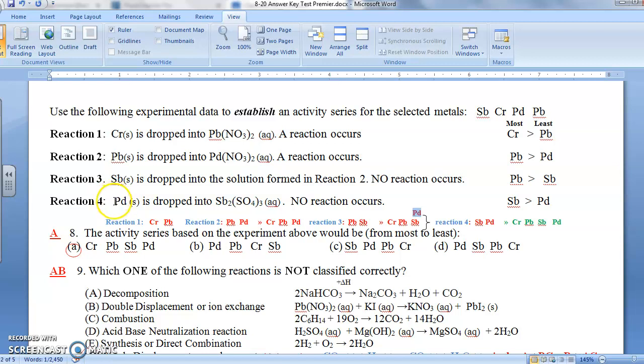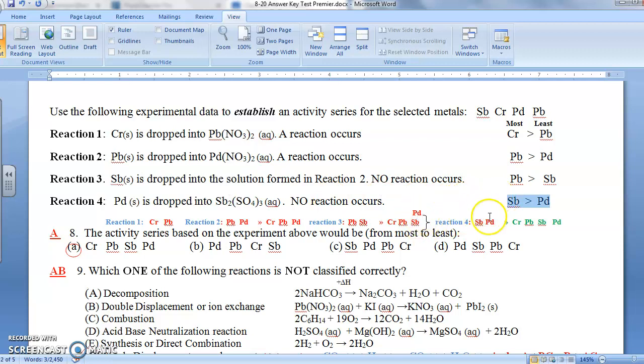Thank goodness for reaction 4. In reaction 4, palladium is dropped into a solution containing antimony. Antimony, I'm guessing, is 3 plus, because a 3 came down from antimony. Sulfate ions 2 minus, that crisscross came from there. So we have antimony ions floating around. Palladium could not force those out of solution. So what did we learn from that? We learned that antimony is more active than palladium because palladium could not replace the antimony. Why? Antimony is more active.